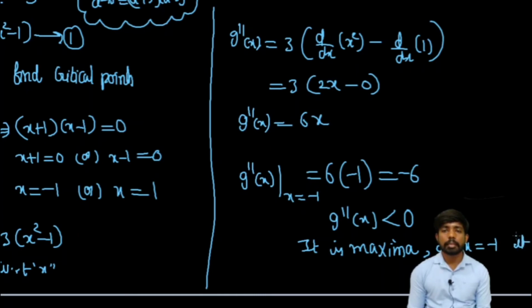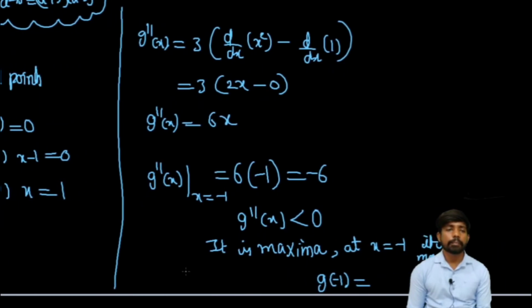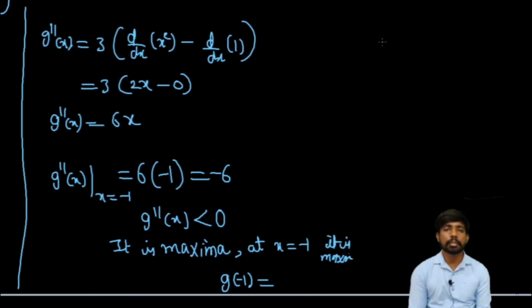It is maxima. And the maximum value is g of minus 1. Okay. Now next, x is equal to 1, substitute in the double differentiation. In the place of x, I am substituting 1. So here we have the double differentiation, substitute 1 in the place of x. So it is positive, right?